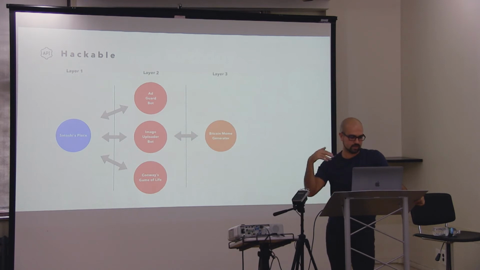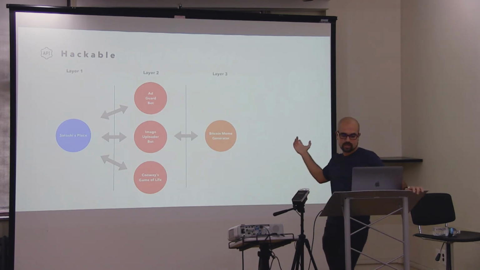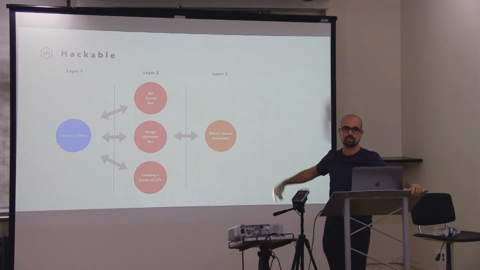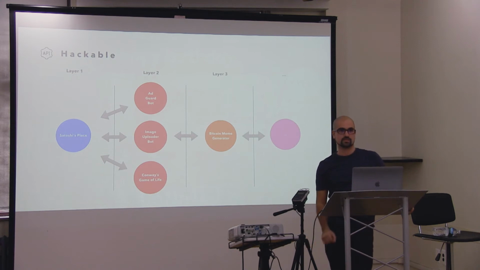And we can extend this idea further and think, what if there was a website which took votes for the best Bitcoin memes and then used the uploader bot to upload an image onto satoshis.place? So this is sort of like layers all the way down, I guess. And with satoshis.place, I wanted to explore some of these ideas, and that's why I published the API.